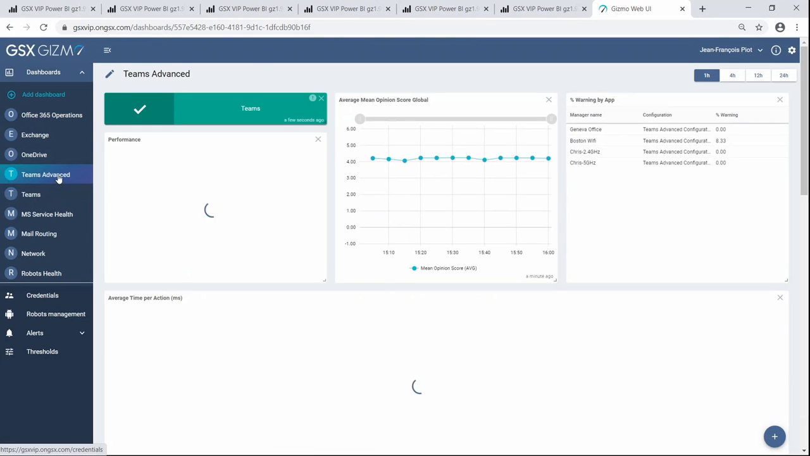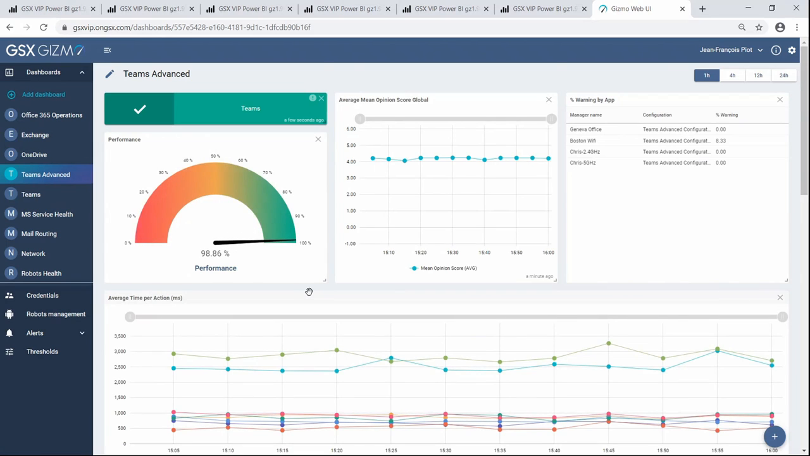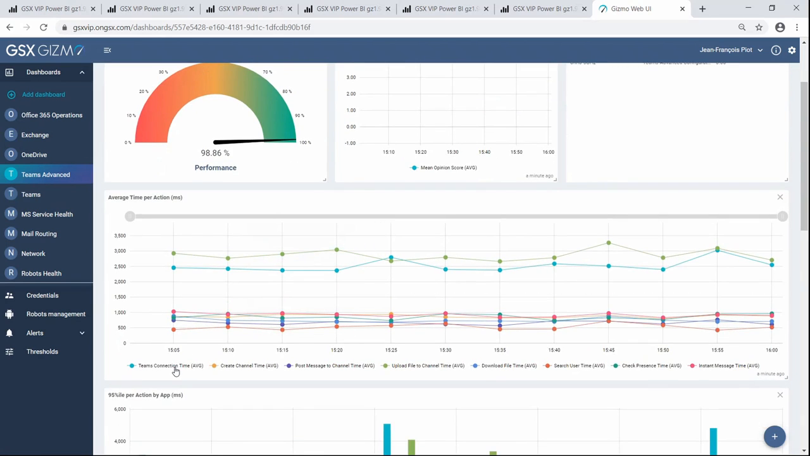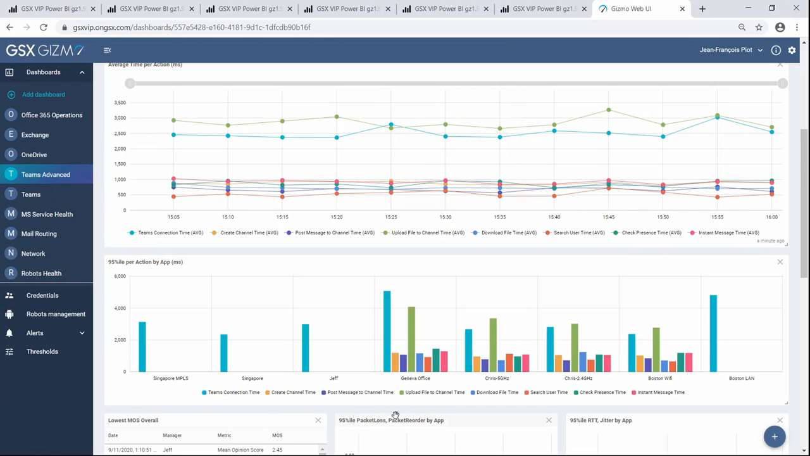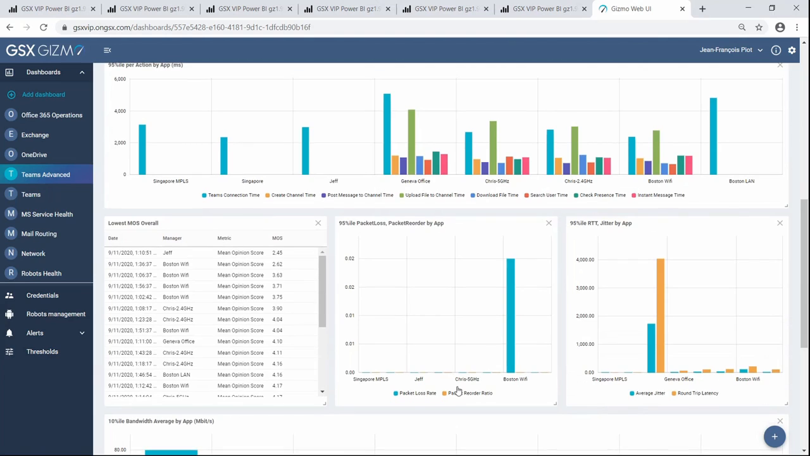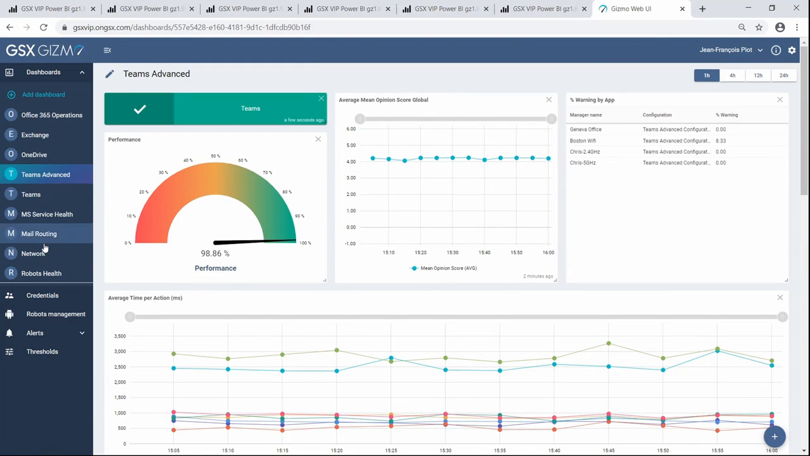We can see here on the Teams Advanced that the robots are doing other things. They are testing the connection time, creating channels, posting a message to a channel, uploading files, downloading files, searching for users, checking presence, performing instant messaging. So they are really using Teams exactly as a user would, on the voice but also on the overall collaboration side. And of course, that enables you to check what's going on, compare the different offices, see if you have any kind of issue, be proactive, and always deliver the best possible service.